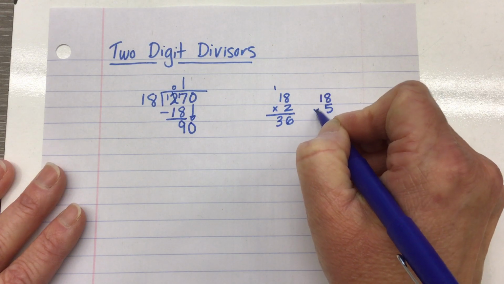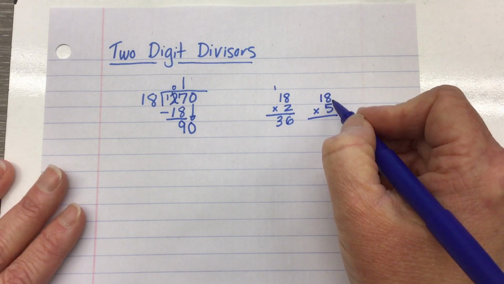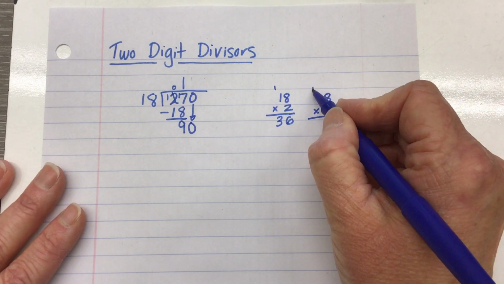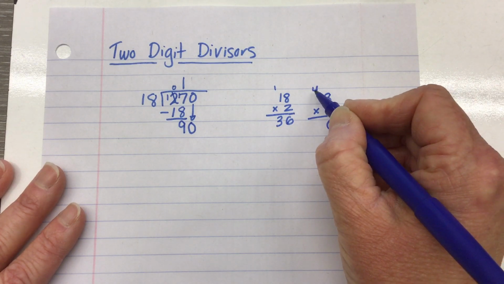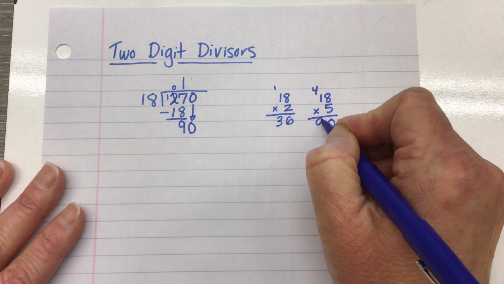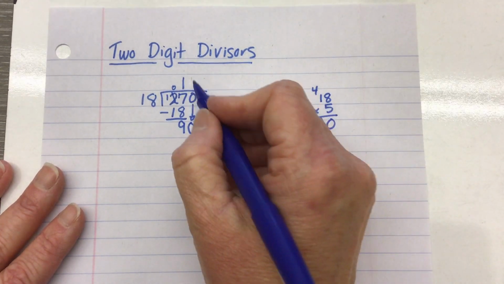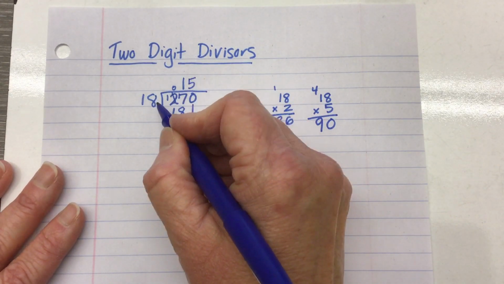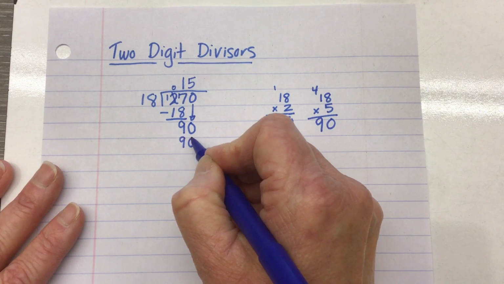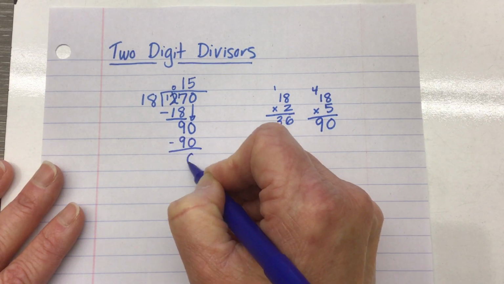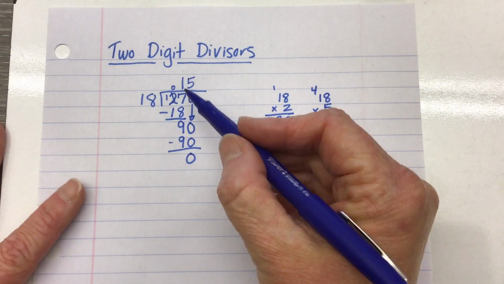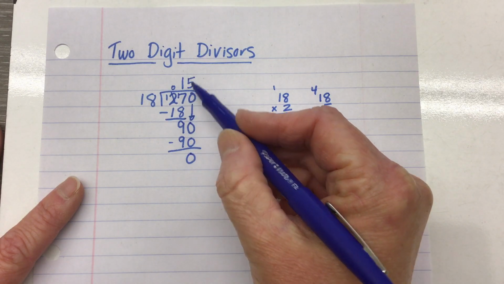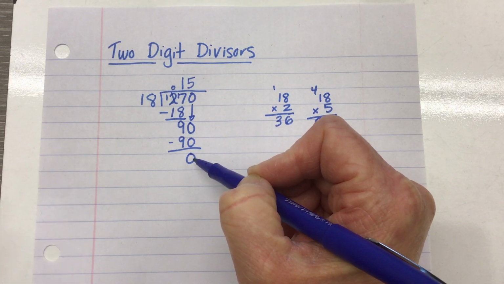18 times 5, let's see, 8 times 5 is 40. 5 times 1 is 5, plus 4 is 9. Oh, look at that. It's a 5. 5 times 18 is 90. Do the subtraction, and we're finished. One of the key things you need to keep in mind is making sure you're lining up your digits.